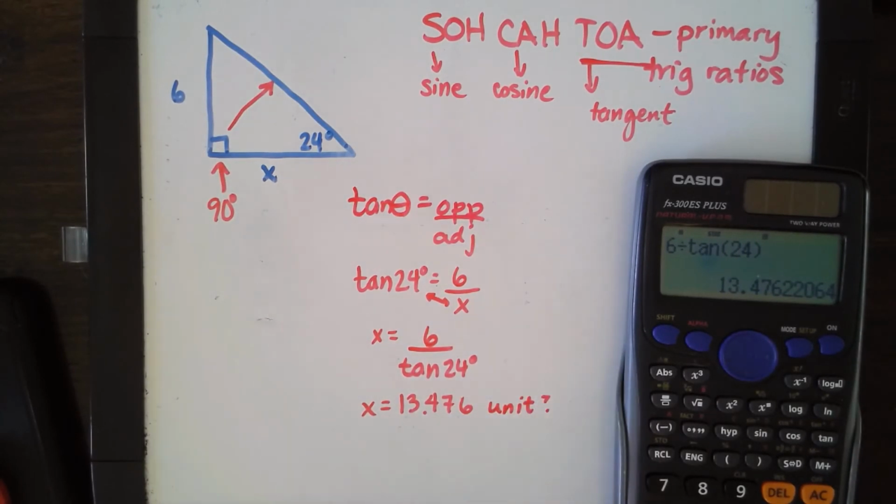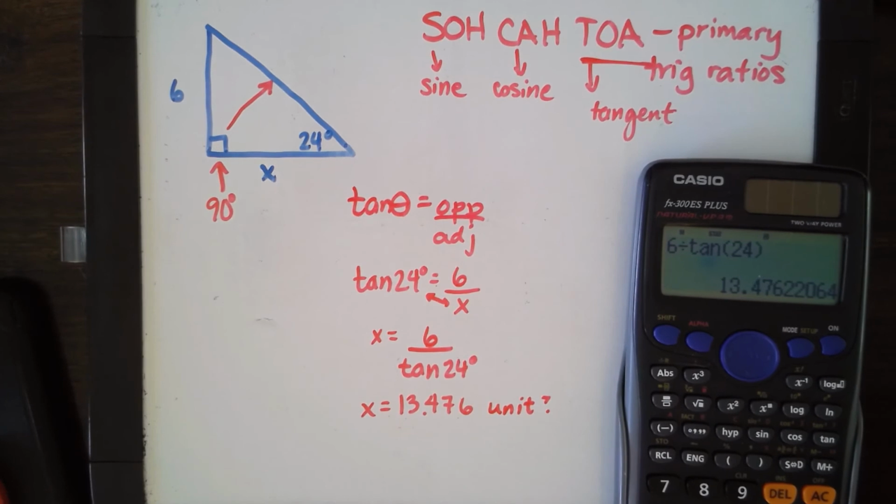Okay, the question in the example doesn't have a unit, but it should have some unit of length because it's a side length of a triangle. It has a measurement like centimeters or inches or kilometers or something like that. And then what we want to do is think about, is that a reasonable answer?